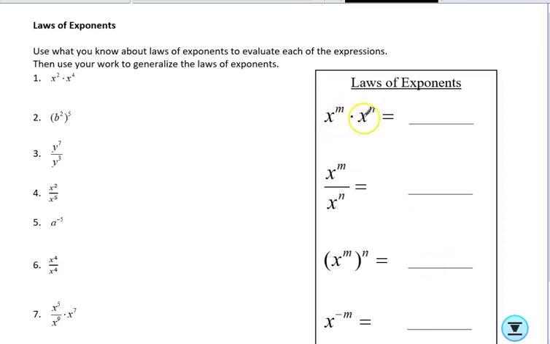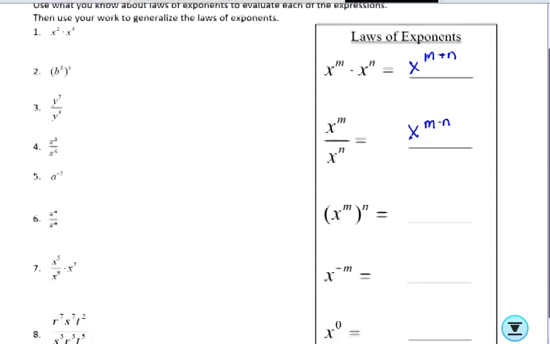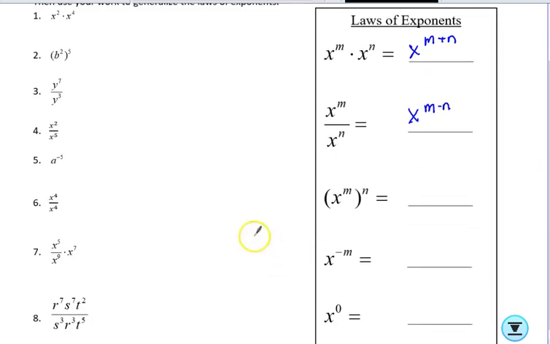When you multiply the bases, we can add the exponents. When your bases are divided, we can subtract the exponents to simplify. When you have a power to a power, we multiply exponents.